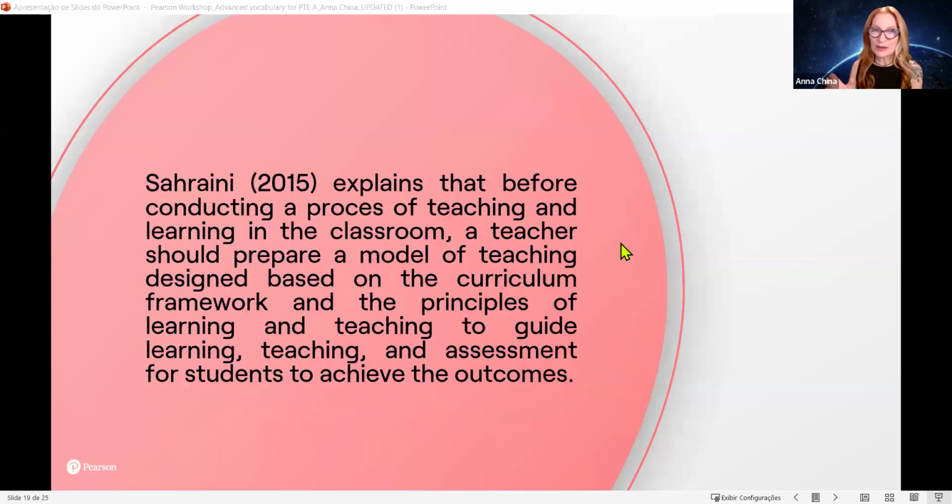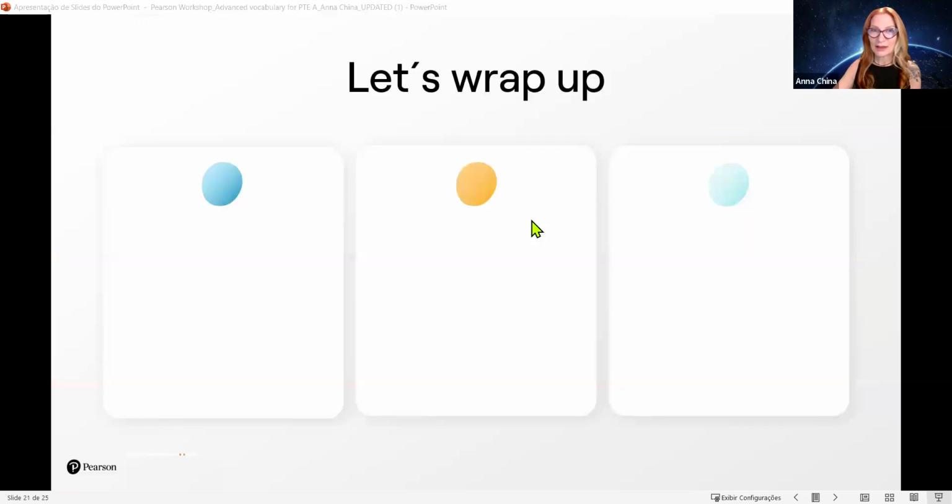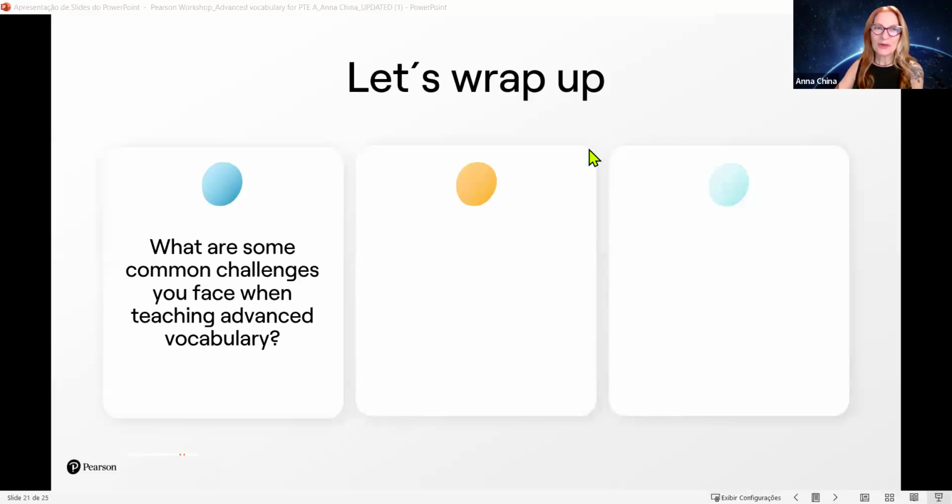So the most important thing is before conducting a process of teaching and learning in the classroom, you need to have a basis. You need to understand the concepts of teaching vocabulary, definitely. So let's wrap it up. Here we go. What are some common challenges you face when teaching advanced vocabulary?